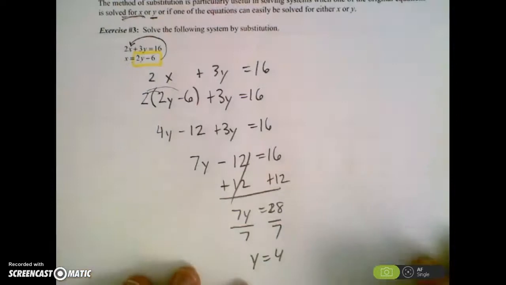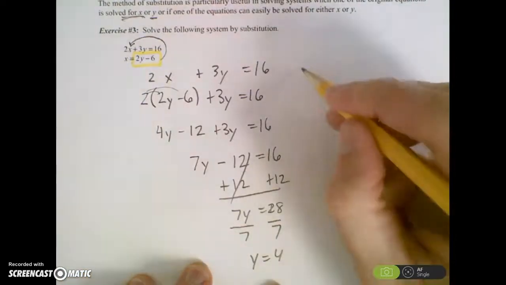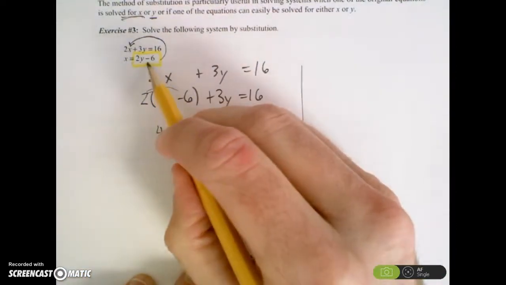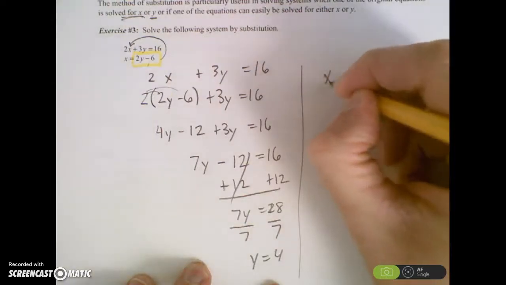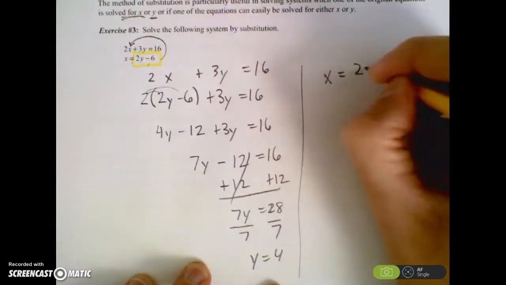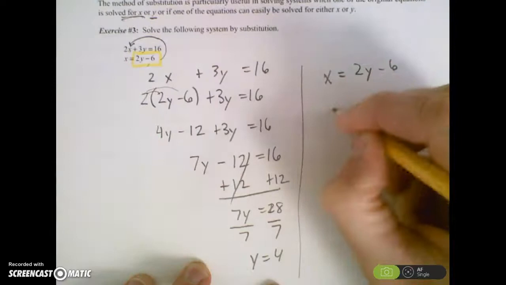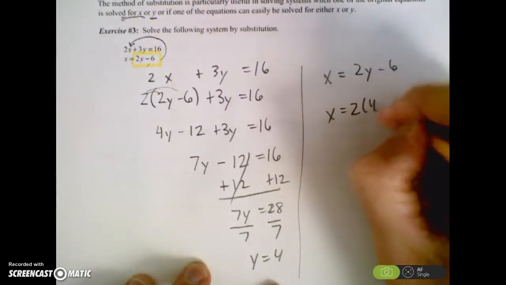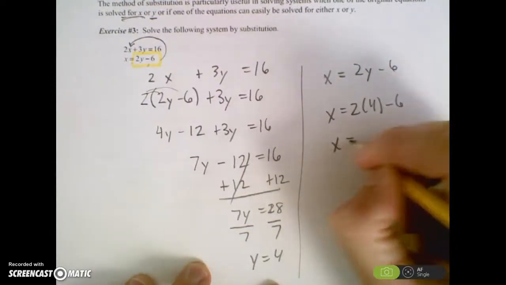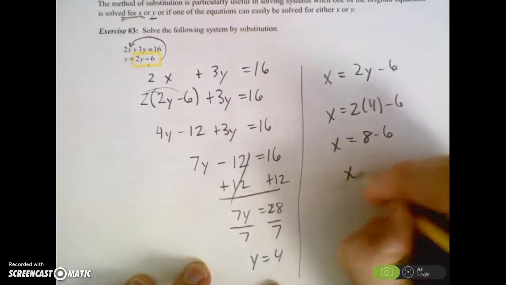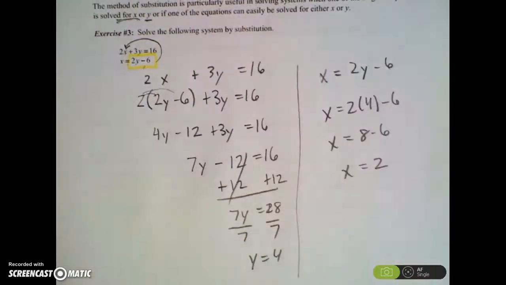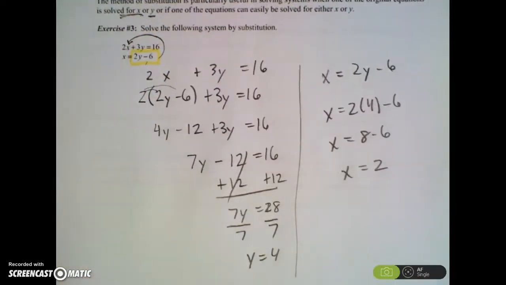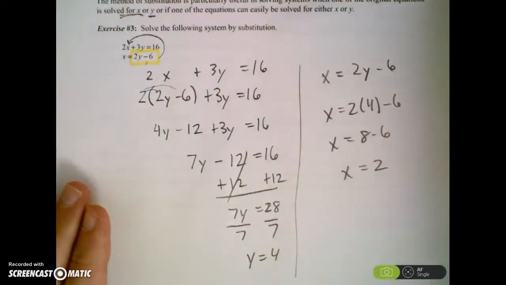So what's really nice about this method then is that I can take that answer and plug it into this part right here because it's going to tell me what x equals. X equals 2y minus 6. I plug in 4. 2 times 4 minus 6. 8 minus 6. X is 2. And so then I have my answers. Let's try one more example.